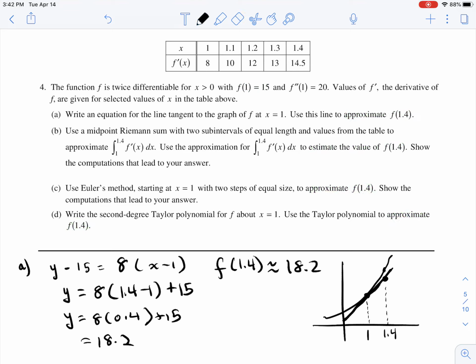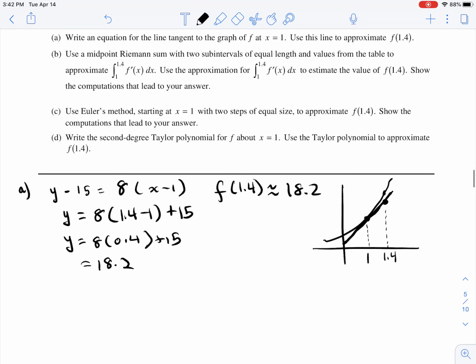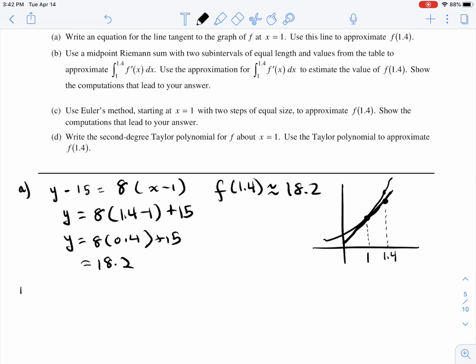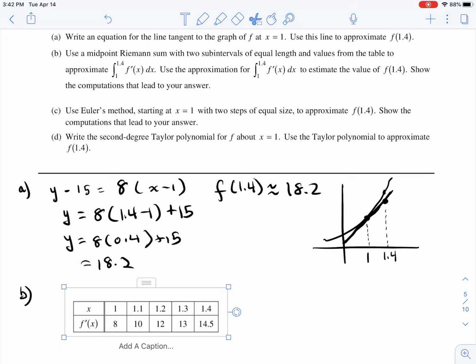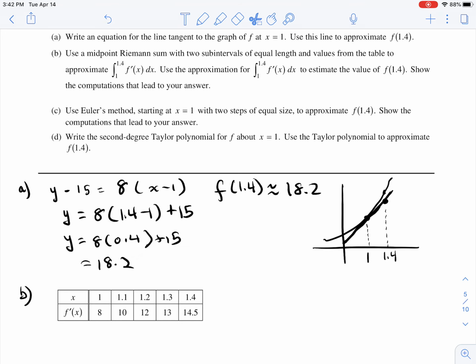So we're trying to use a midpoint Riemann sum with 2 subintervals of equal length. Let's start with the Riemann sum part in part B, and while I'm at it, let's just bring that table down so that I don't have to keep scrolling back up and down. So if this is our table of values here, let's just switch colors real quick.